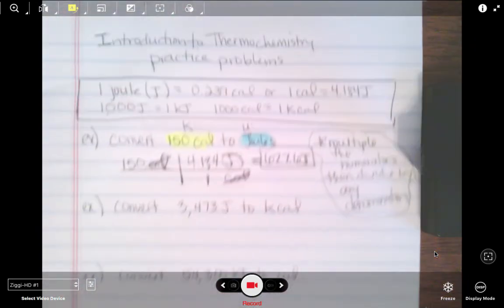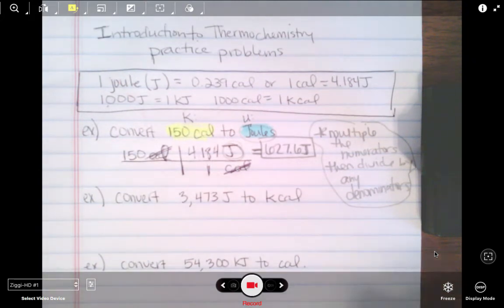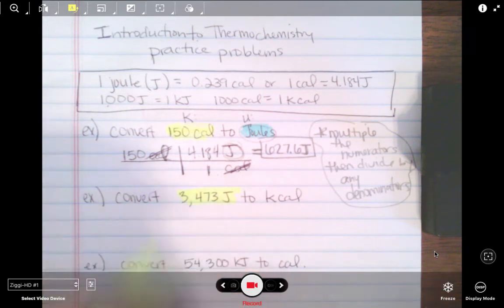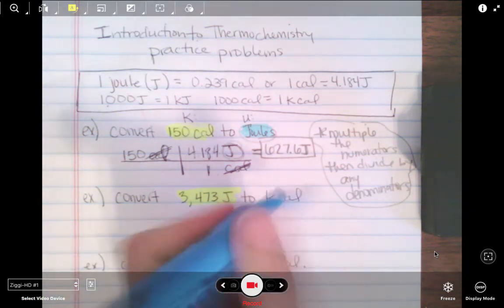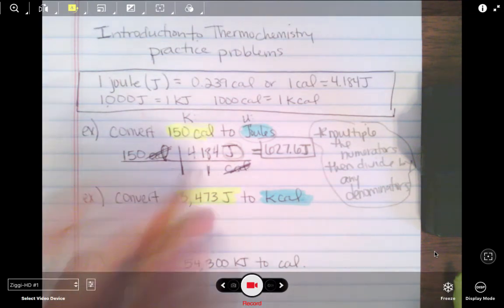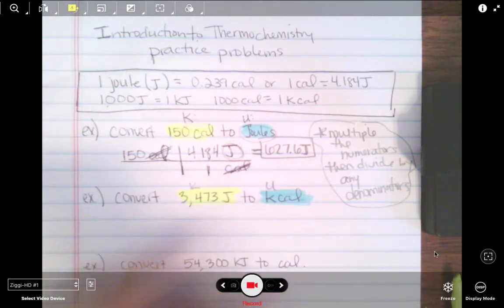So let's do this next one. Again, I'm going to highlight my knowns and my unknowns. Whatever has the number is what you know, and whatever doesn't have the number is what you are looking for. So I'm going to call this my known, and this is my unknown.